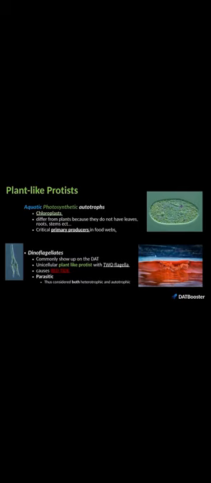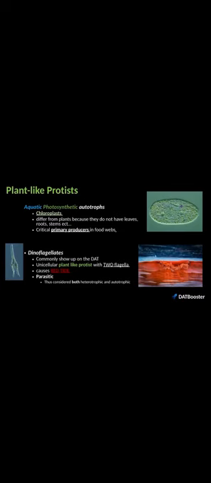Plant-like protists are key in the ecosystem. They're critical primary producers in the food webs. They're found on the bottom of the food chain. So you're going to have heterotrophic microbes and other protists and animals that are consuming these protists, and that's where you're getting that biomagnification of energy in the food chain and in the overall ecosystem.